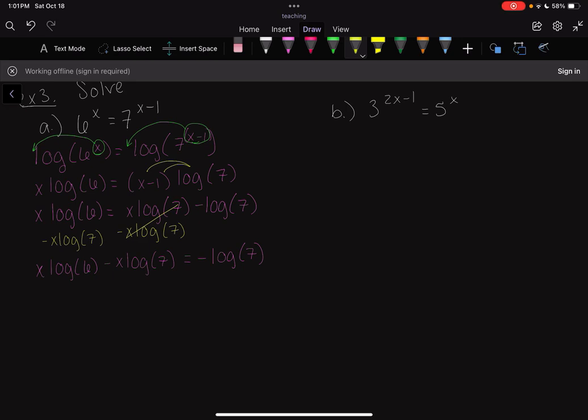Now this part's a little unique. We did this in 4.1, but if both of these have an x, that's a greatest common factor. So we can pull that out to the front, factor it out, and we'd be left with log 6 minus log 7. And so now this is x times all of that, so we can divide it out.